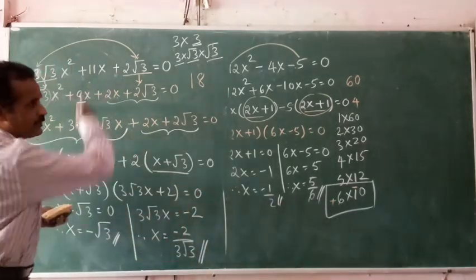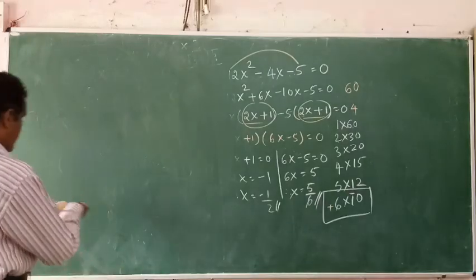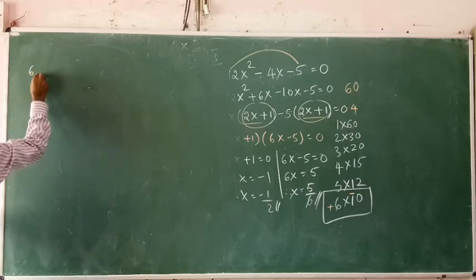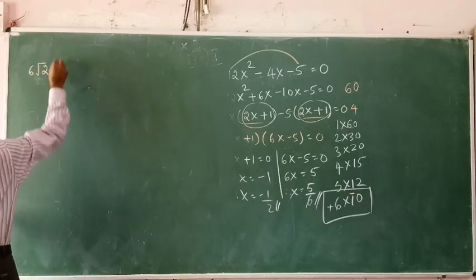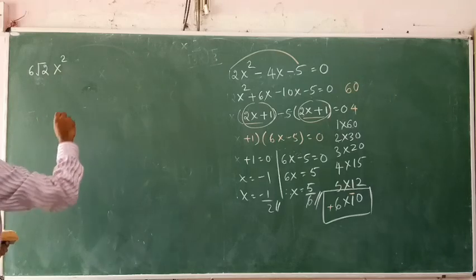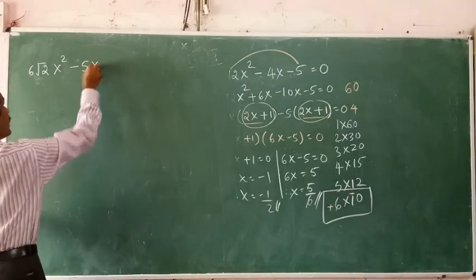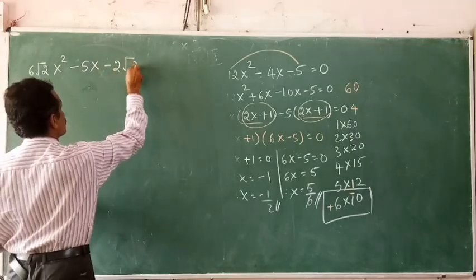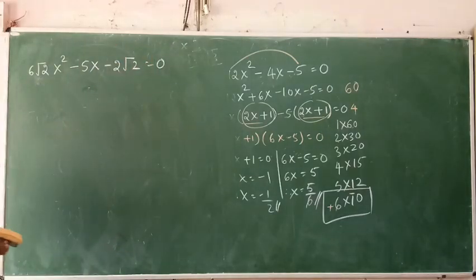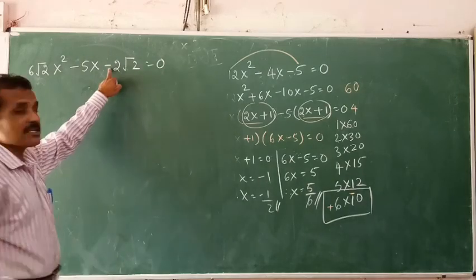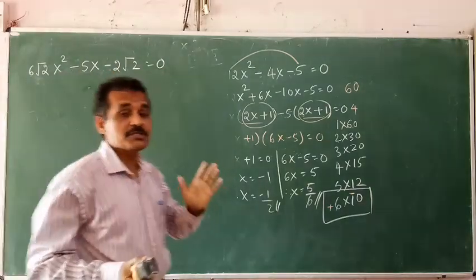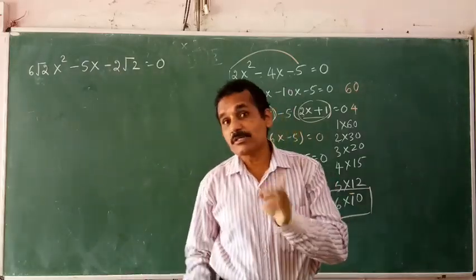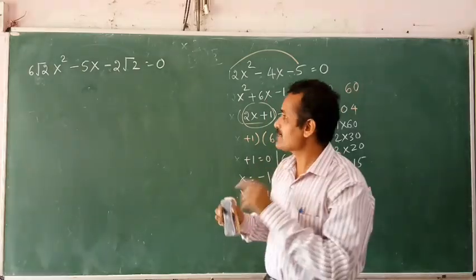But children, write down this. Let me take 6 root 2 x square minus 5x minus 2 root 2 is equal to 0. Okay? See, my dear children, last sign is negative. Last sign is negative means the middle terms are one plus and one minus.